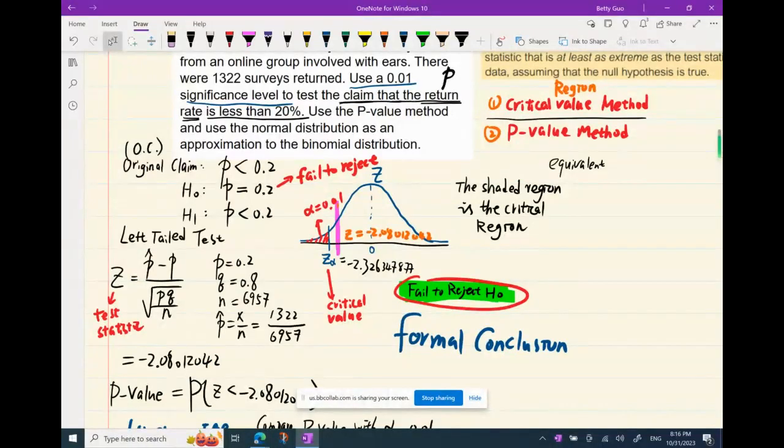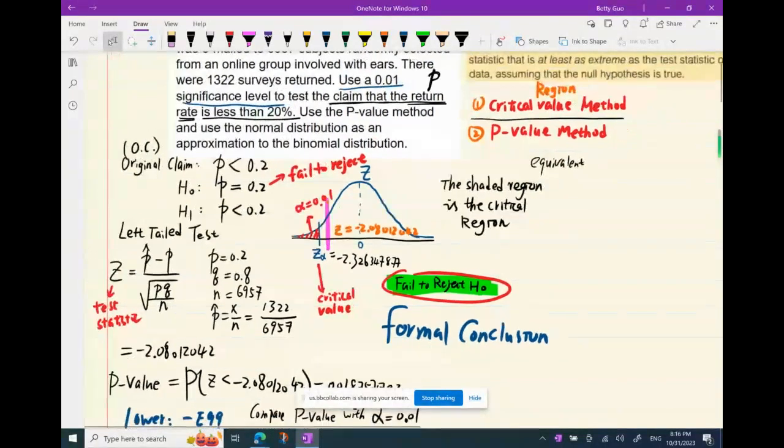Any questions so far? Critical value method and the p-value method? No?